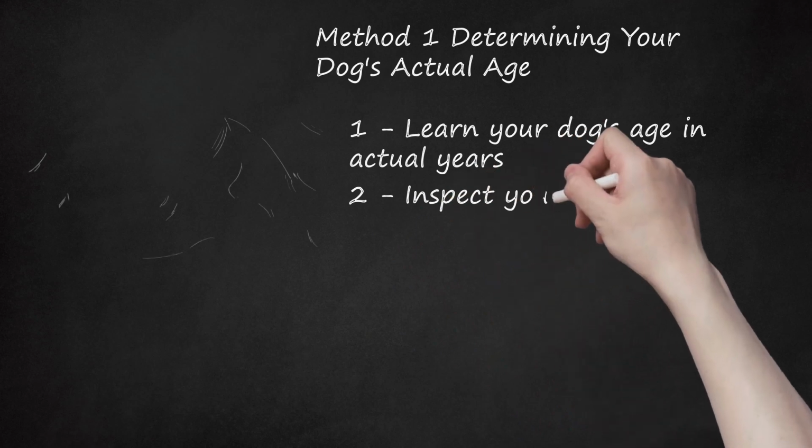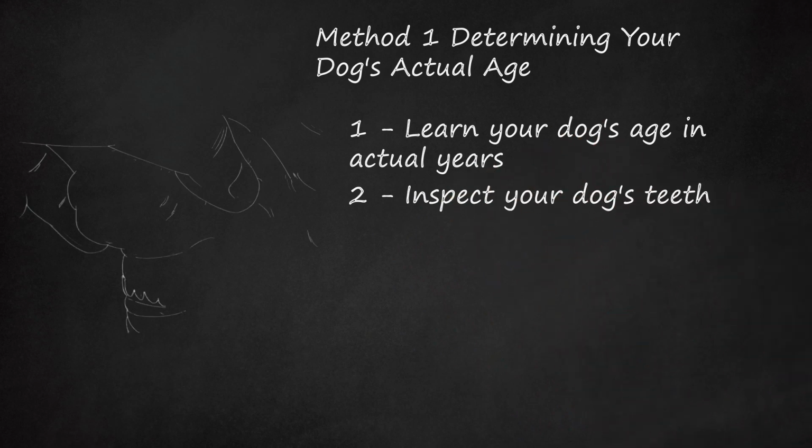2. Inspect your dog's teeth. Look at the stage and condition of the teeth. Determine what stage the teeth are at. Puppies will usually have all of their baby teeth by the time they are 8 weeks old and should have all of their permanent teeth by the time they are 6 to 7 months old.